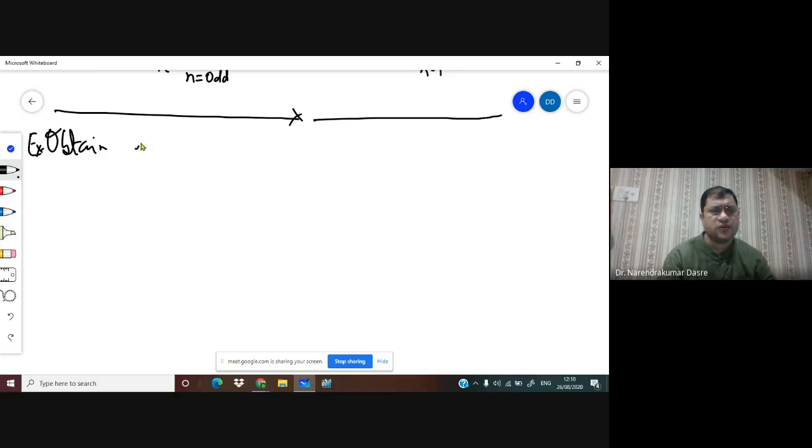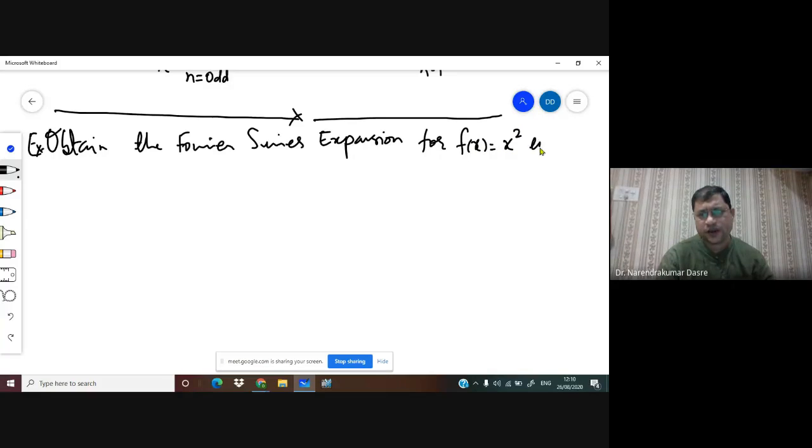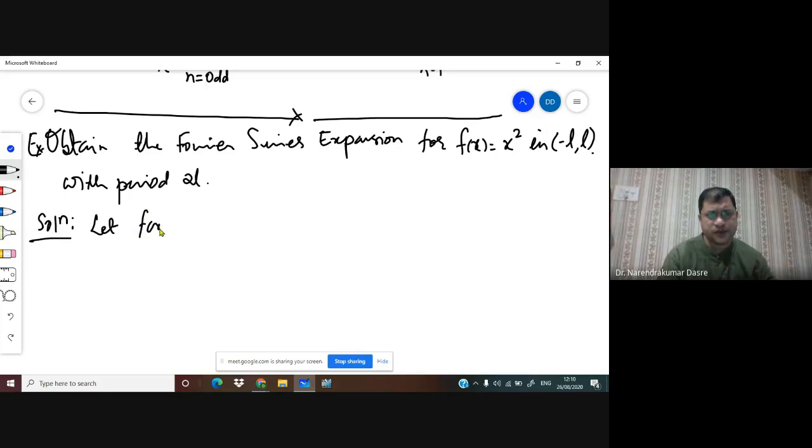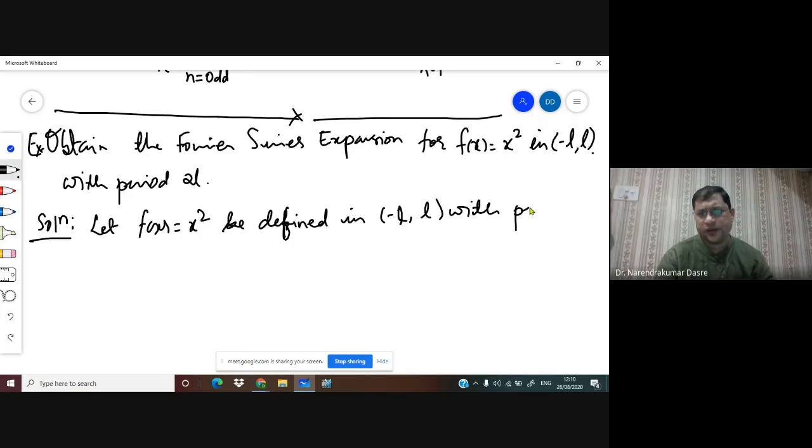Obtain the Fourier series expansion for f of x is equal to x square in minus L to L with period 2L. Okay, so we'll go with the solution. Let f of x is equal to x square be defined in minus L to L with period 2L.